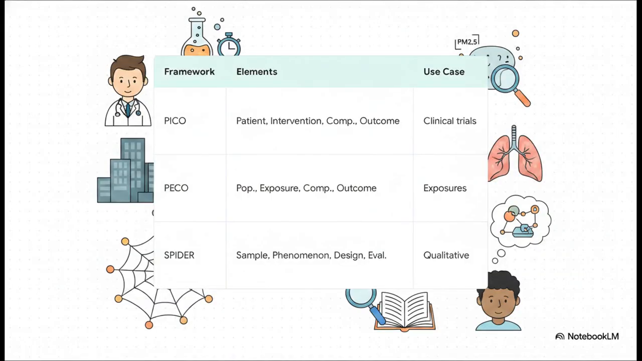Which brings us to number 2, structuring your clinical question. To defeat this overload monster, we absolutely need a blueprint. Now, PICO, patient, intervention, comparison, outcome. You know it. It's the gold standard for clinical therapy trials. But it is not your only weapon. PECO, for instance, is perfect for observational exposure studies, like if you're looking at the effects of PM 2.5 air pollution on asthma. And if you're diving into qualitative research, the SPIDER framework handles those complex, experiential topics beautifully.